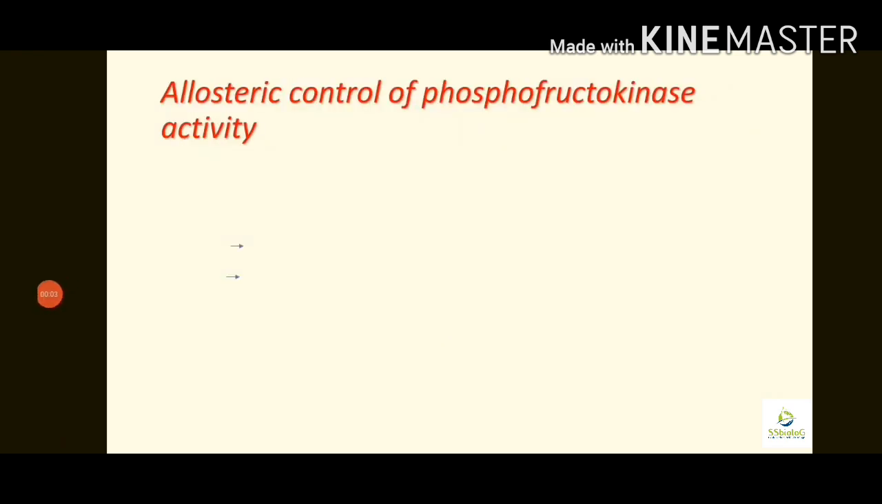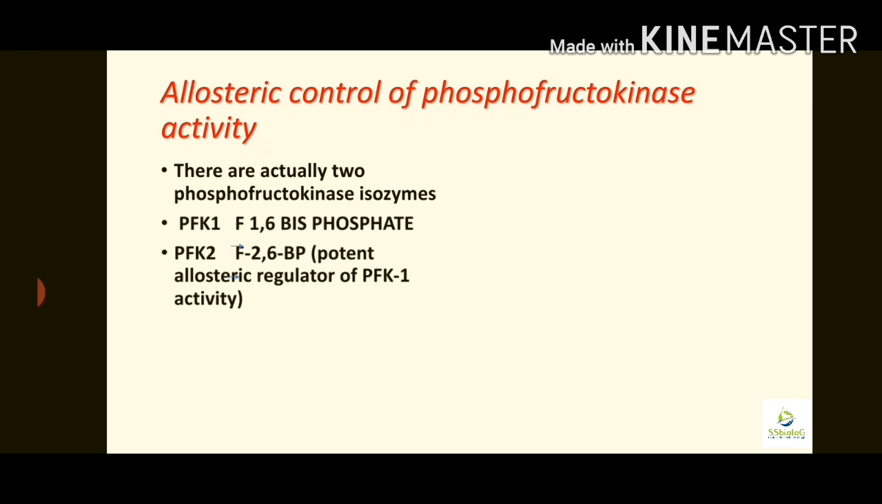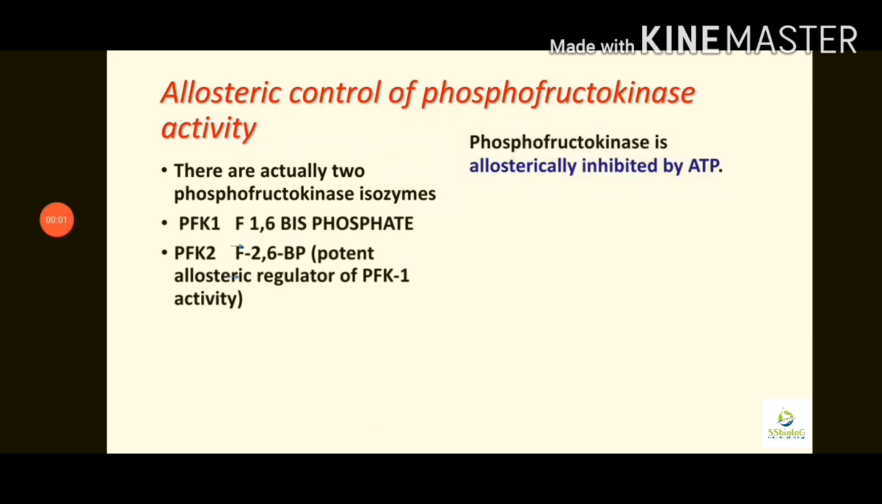Now let's move to the next enzyme, that is phosphofructokinase. There are actually two phosphofructokinase isozymes. Phosphofructokinase 1 produces fructose 1,6-bisphosphate. The other one is phosphofructokinase 2, that produces fructose 2,6-bisphosphate, which is a potent allosteric regulator of the PFK1 activity. Phosphofructokinase is allosterically inhibited by ATP.